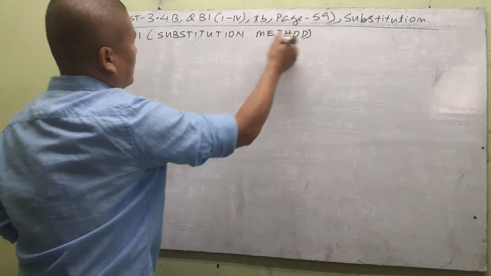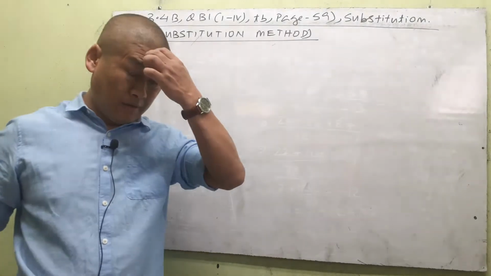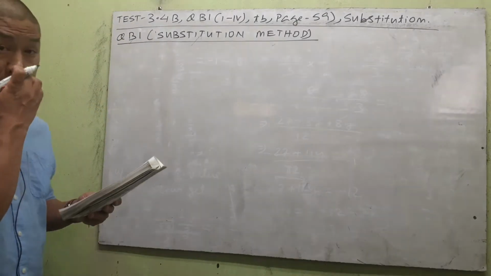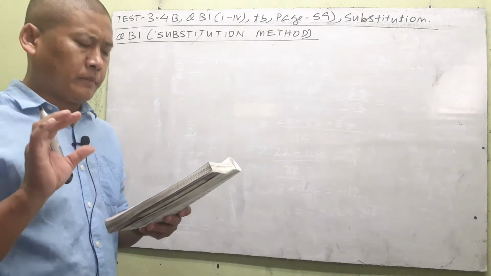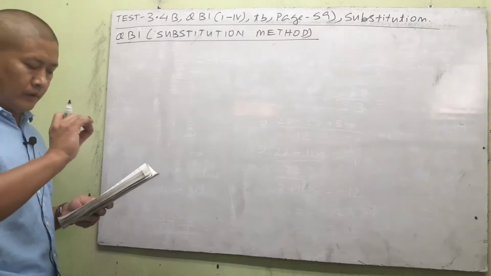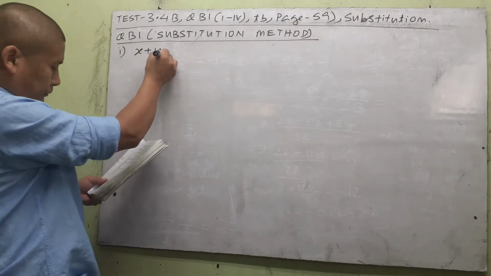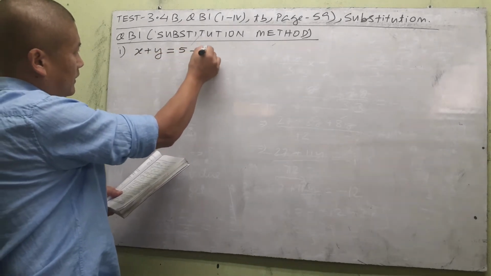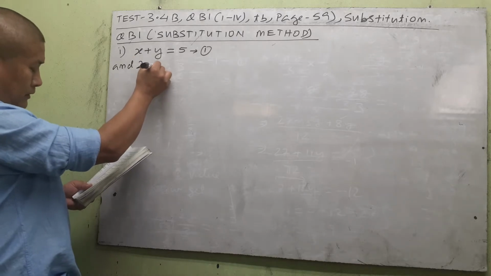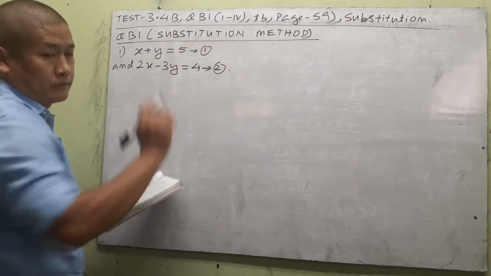Substitution method. We have done this method even in the previous exercise, but we will repeat it again, and I'll show you a new trick of how to do it easily. This is not a hard and fast rule, but just a small trick that, if you remember, makes solving a lot easier. So here we have x plus y is equal to 5. Let us put this as equation 1, and the second equation is given as 2x minus 3y is equal to 4. Let us put this as equation 2.